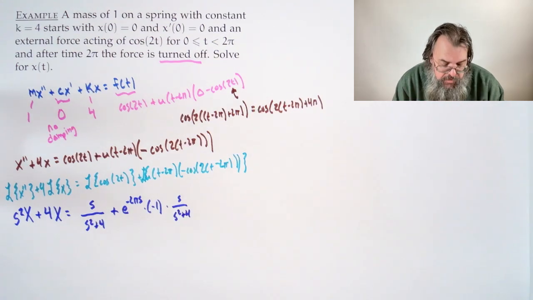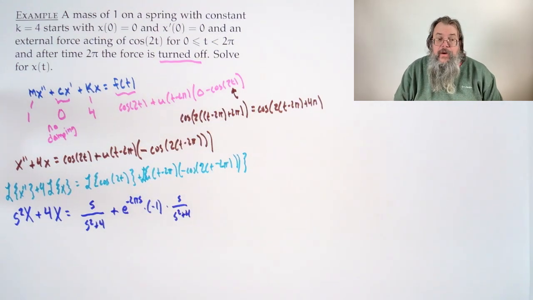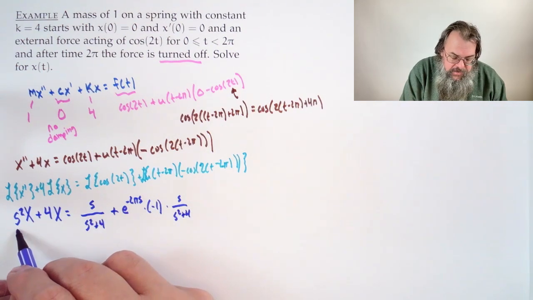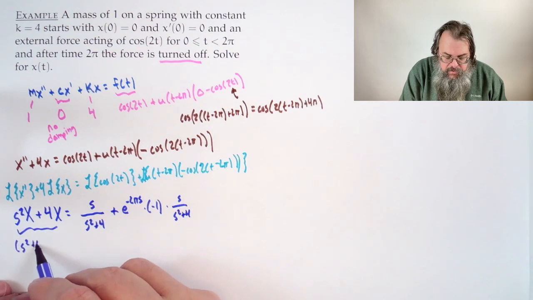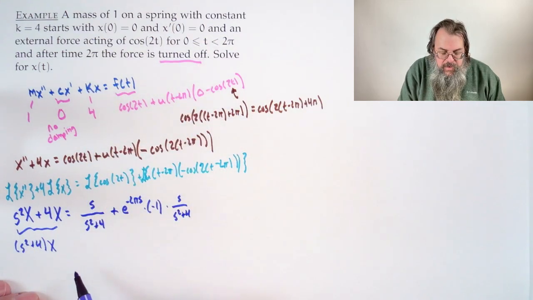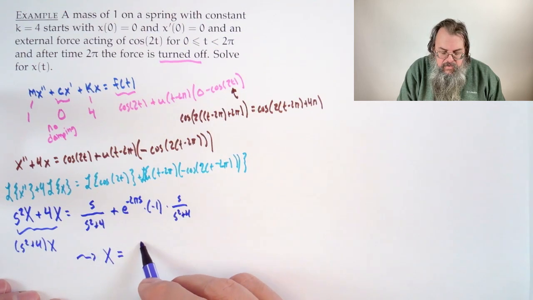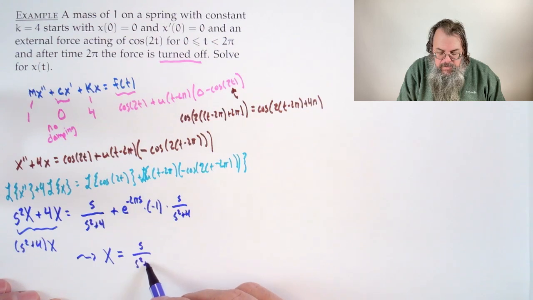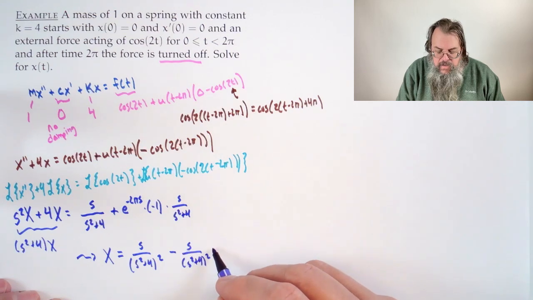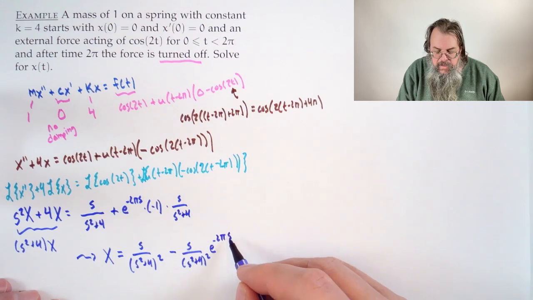Okay. Well, divide through, and we get that, well, I should say factor first, because this is s squared plus 4 capital X. Notice we used our initial conditions being 0. That's why things simplified. So we get that capital X is equal to s over s squared plus 4 quantity squared minus s over s squared plus 4 quantity squared and e to the minus 2 pi s.